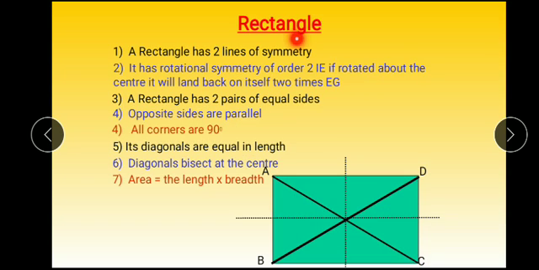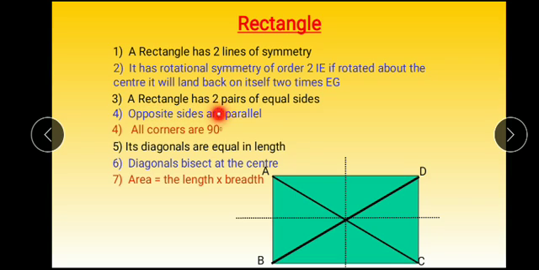Next we'll come to the rectangle. A rectangle has two lines of symmetry. So we can fold the rectangle into two parts along two lines. This is the first line, and this one is the second line. So it has two lines of symmetry. It has rotational symmetry of order 2. So in two rotations it can be rotated such that the shape looks exactly the same.